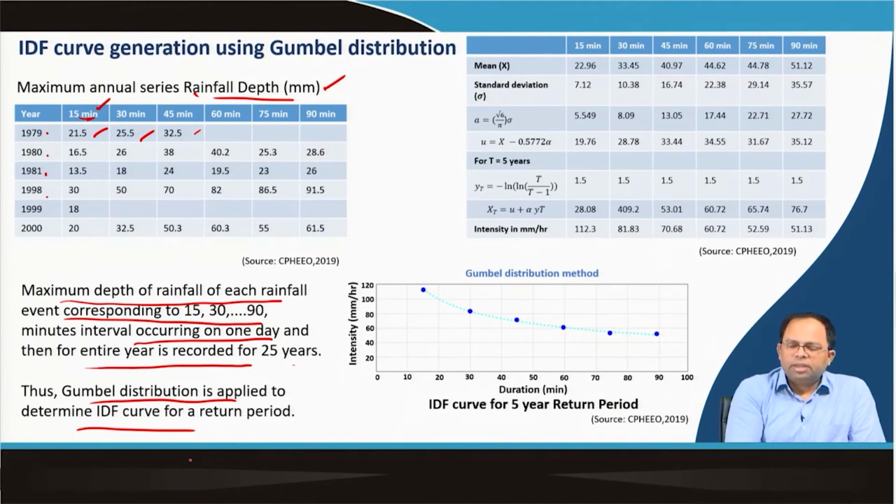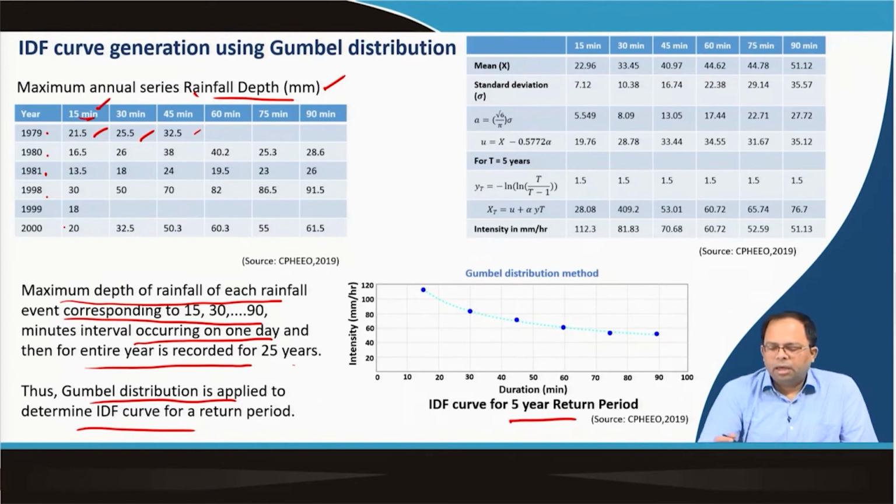So, let us assume that in this particular case we are considering all this different data, and maybe this is a 5-year return period. So, 1, 2, 3, 4, 5, 6. There are 6 years, so we can go for a 5-year return period.